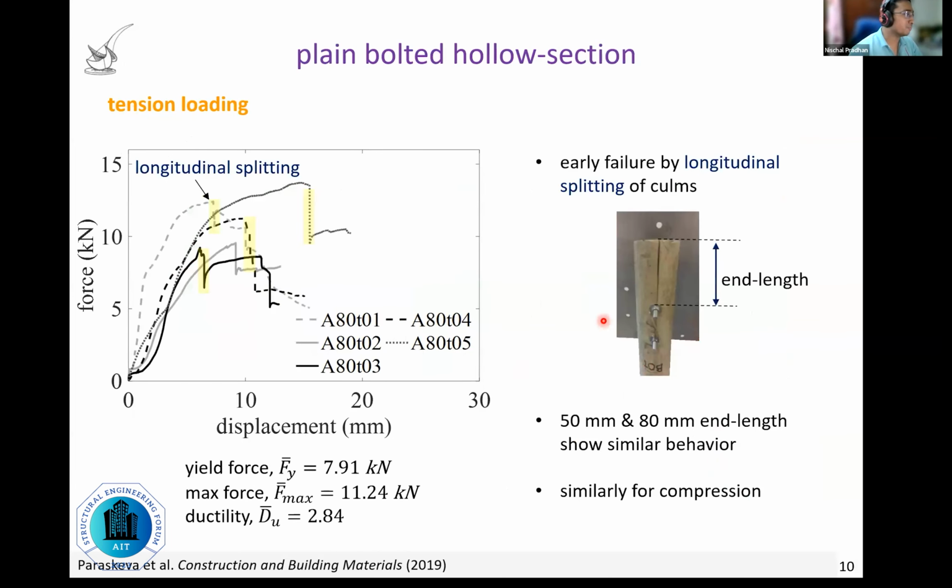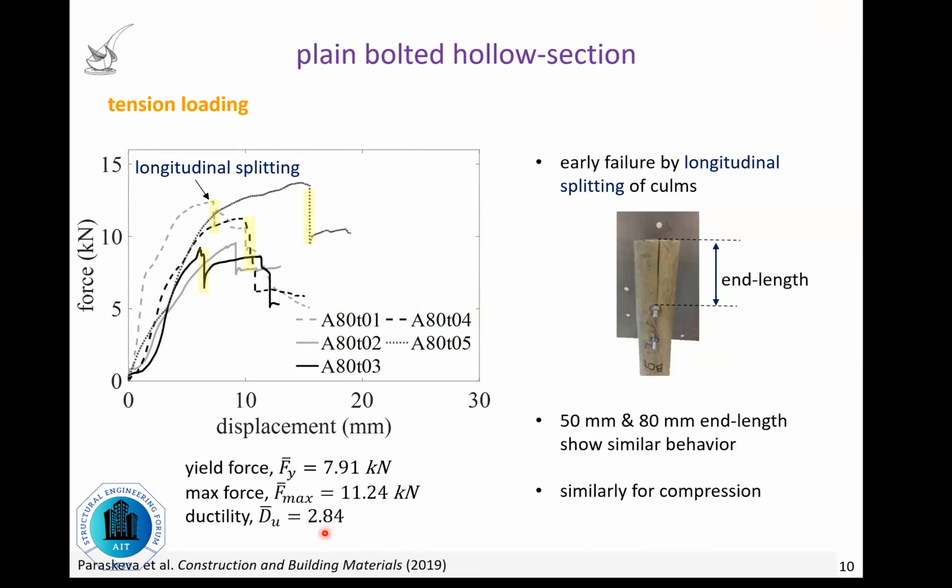First of all, the plain bolted connections under tension loading exhibit longitudinal splitting failure, which is marked by a sudden drop in strength. This type of failure is seen in all plain connections. You can change the length of the specimen, you can change the end length, or you can change the loading direction. The failure mode is always longitudinal splitting, and this is a brittle mode. So ductility is quite small.